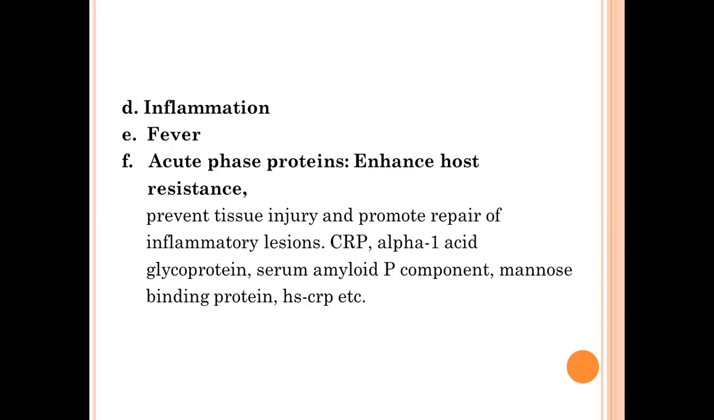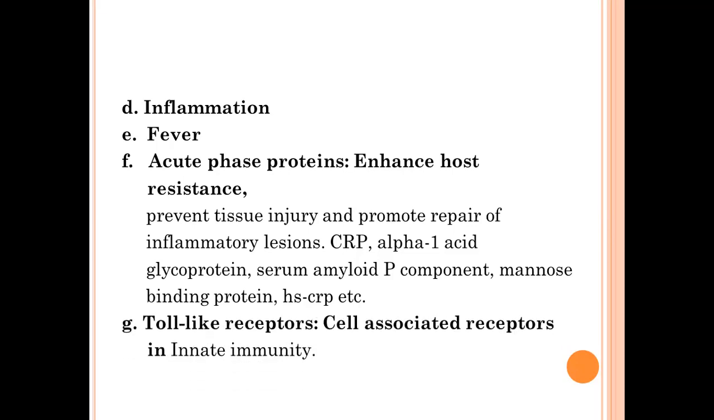And these acute phase proteins enhance the host resistance. There is also the presence of toll-like receptors, which are cell-associated receptors, and these receptors are important for innate immunity. So for the mechanism of innate immunity, you have all these factors. The first and the most important is the epithelial surface, which we have seen.